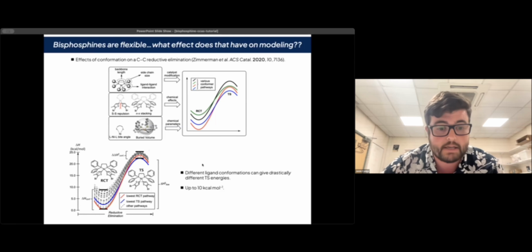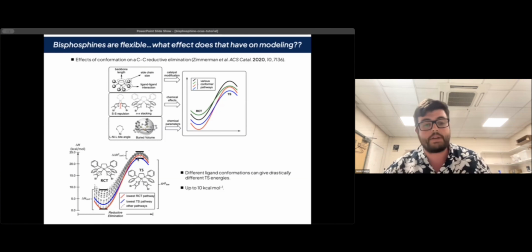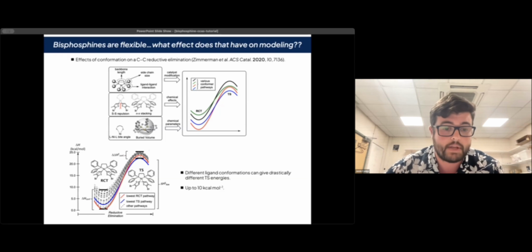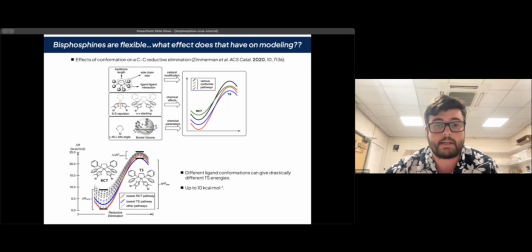The reference is up here, and it shows all the different possible pathways from various reactive conformers to their transition states. And so the energy difference here can be up to about 10 kcal per mole from the lowest energy conformer to the highest energy conformer. So it can make a real difference in catalysis what conformer you are interested in.